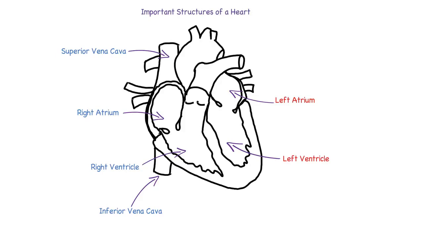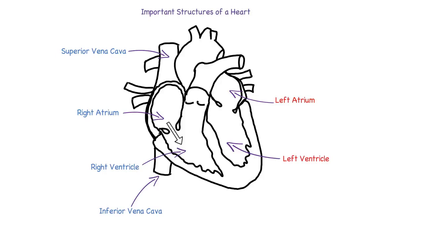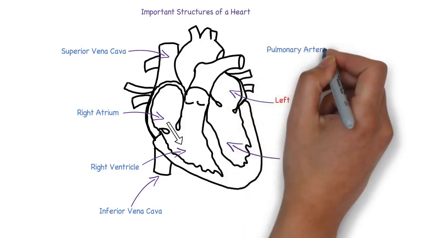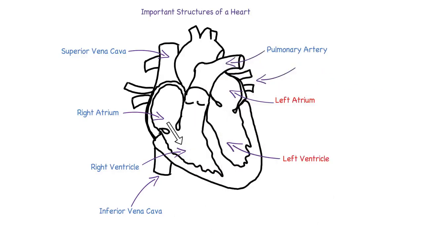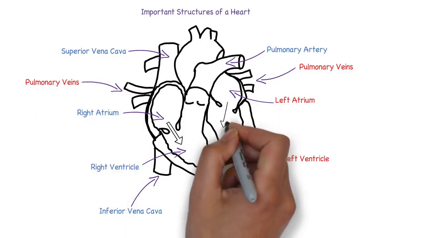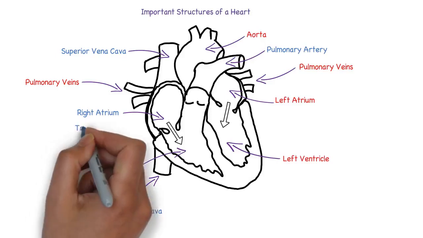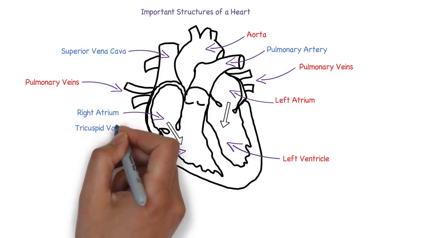Now blood goes to the right ventricle from the right atrium. The right ventricle then pumps this blood out to the lungs through the pulmonary artery. Blood from the lungs then goes to the left atrium via the pulmonary veins. From here, the blood enters the left ventricle, and the left ventricle in turn pushes this blood out to the body via the aorta.